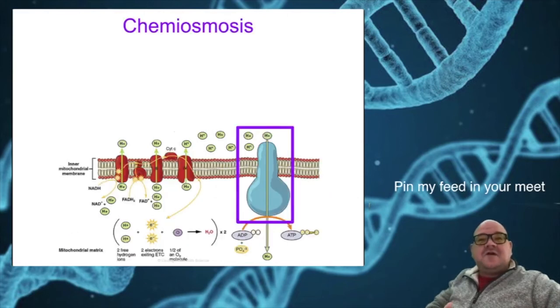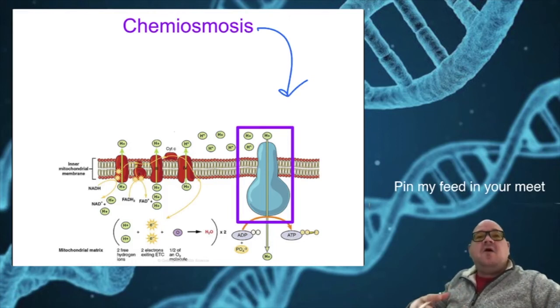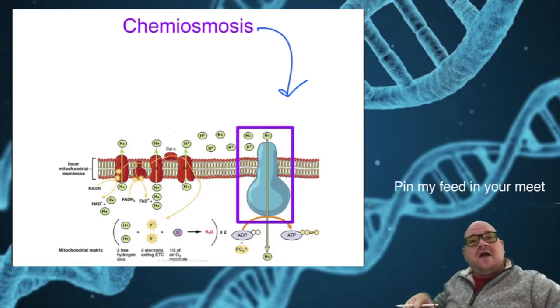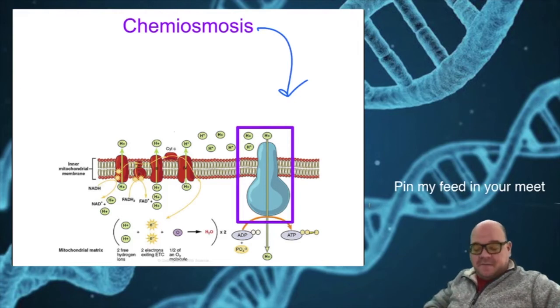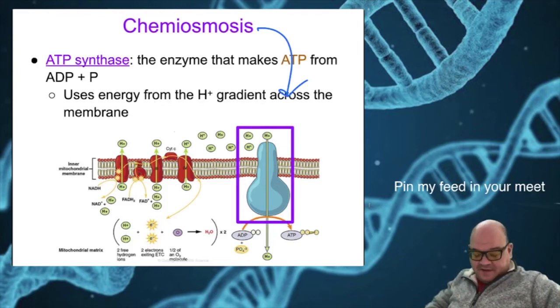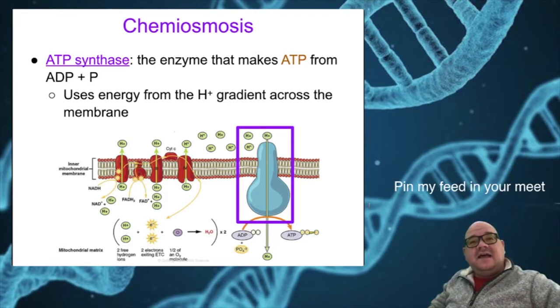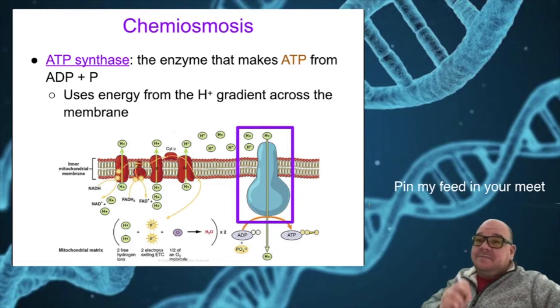So this section right here, this ATP synthase, that's where we get into chemiosmosis. Osmosis is things passing through a membrane. We're using chemicals passing through a membrane as potential energy to make this big burst of ATP. That enzyme is called ATP synthase, and it uses the energy of the hydrogen crossing that gradient to make that ADP into ATP.